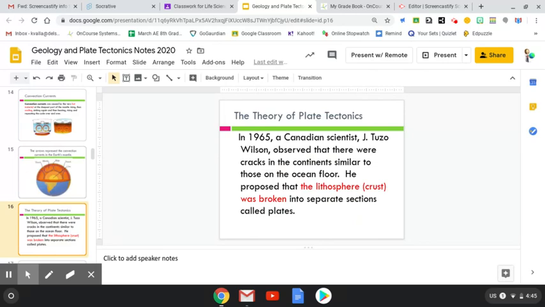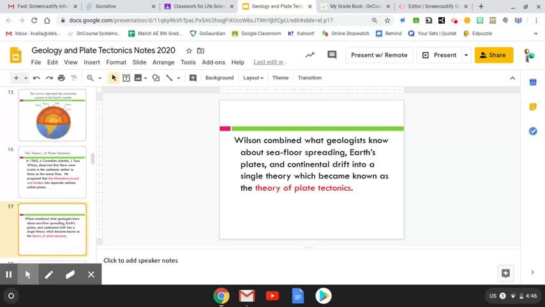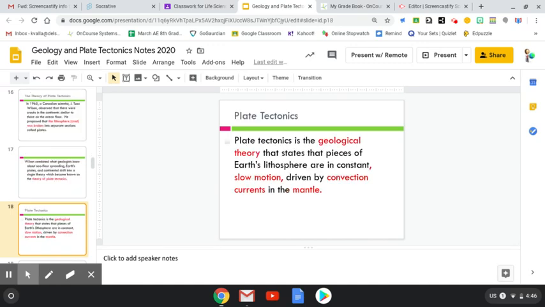So later, about 55 years later, in 1965, a Canadian scientist, J. Tuzo Wilson, observed that there were cracks in the continent similar to those on the ocean floor. He proposed that the lithosphere, which is the fancy word for the crust, was broken into separate sections called plates. Wilson combined what geologists knew about seafloor spreading, Earth's plates and continental drift into a single theory, which became known as the theory of plate tectonics.